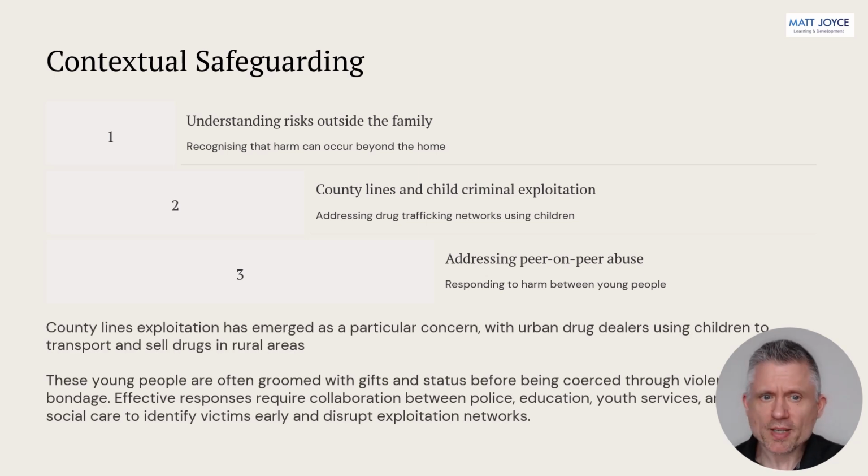So county lines exploitation has emerged as a particular concern, with urban drug dealers using children to transport and sell drugs in rural areas. These young people are often groomed with gifts and status before being coerced through violence, and in some cases tied to a particular criminal gang. As you can imagine, effective responses require collaboration between police, education, youth services, and also the local authority in order to try to identify the children that have been pulled into these criminal gangs, and also to try to disrupt those exploitation networks.